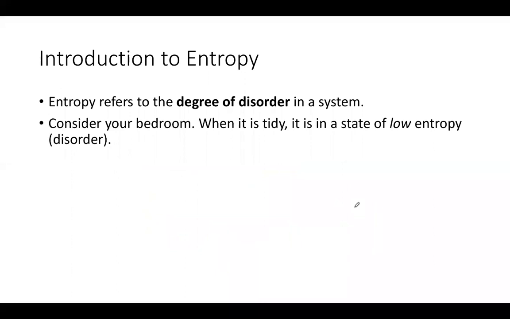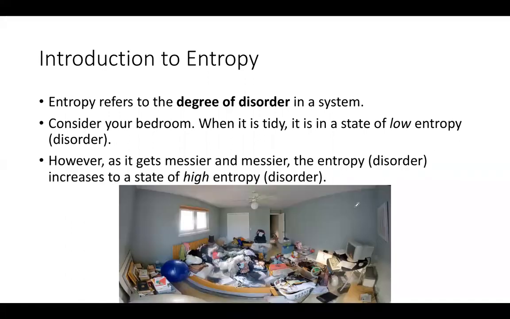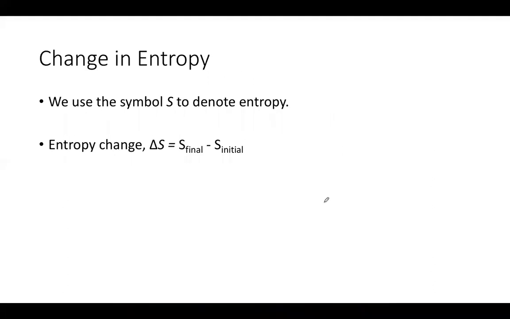Consider a bedroom. When it's tidy, we say it's in a state of low entropy, or low disorder. However, as it gets messier and messier, the entropy increases to a state of high entropy. We use the symbol S to denote entropy. So, of course, change in entropy, which is a value that we're going to be very interested in the coming weeks, is delta S equal to the final entropy minus the initial entropy.